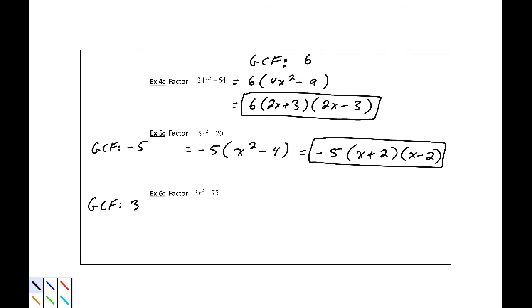So I can write this as 3 times (x squared minus 25). Well, x squared and 25 are both perfect squares: x squared minus 5 squared. So this factors as 3 times (x plus 5)(x minus 5).